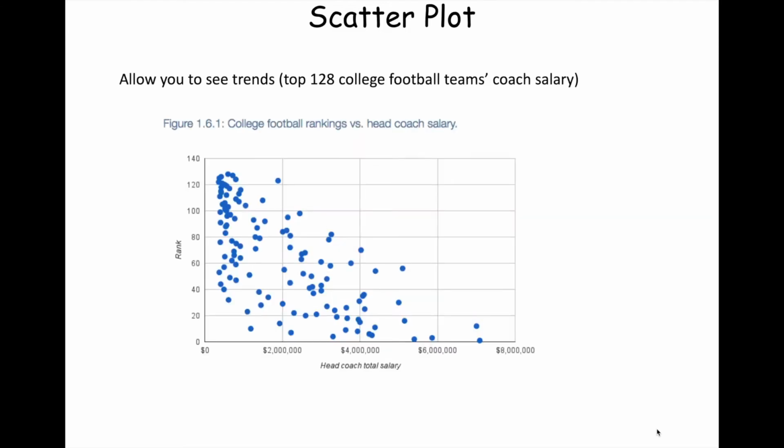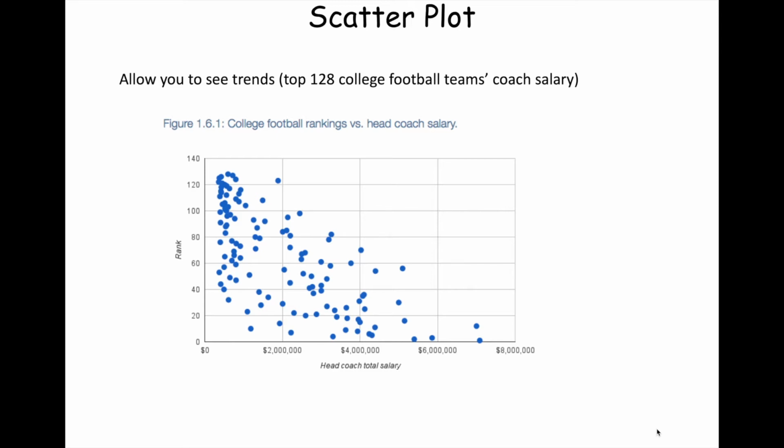Okay, so this is an example of a scatter plot, and this particular scatter plot looks at the ranking of a college football team, you can imagine Division One, and the head coach's salary. And so along the horizontal axis, we have head coach salary measured in millions of dollars. So it starts at 0, and it can go upwards of 8 million in this particular graph, and that's annual salary. And along the vertical axis, you have the rank of a college football team. And so in this particular example, in terms of the vertical axis, lower means better, right?